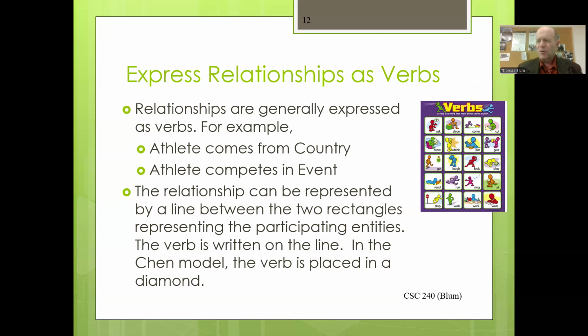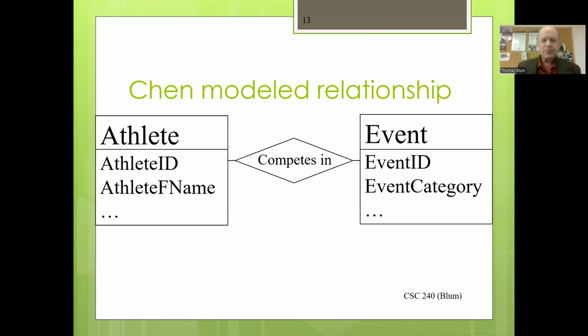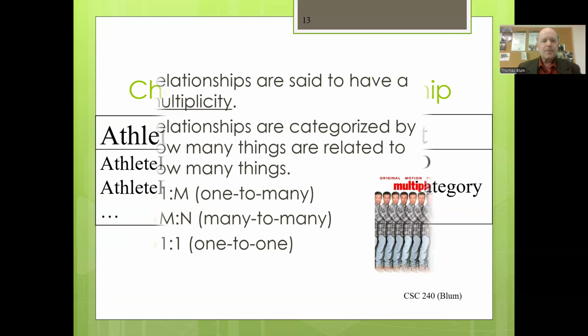There's a particular type of ER model called the Chen model, where you place these verbs in a diamond. So here's a version of Chen. The relationship between athlete and event is athlete competes in event. So you put that relationship in the diamond in this version. Okay.